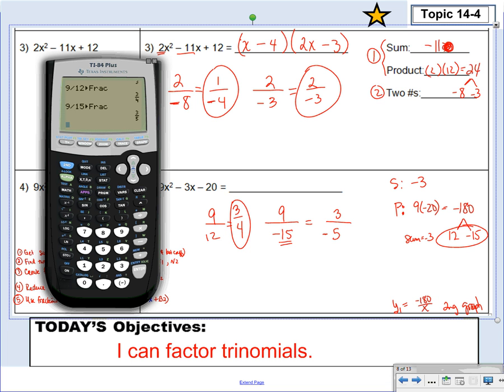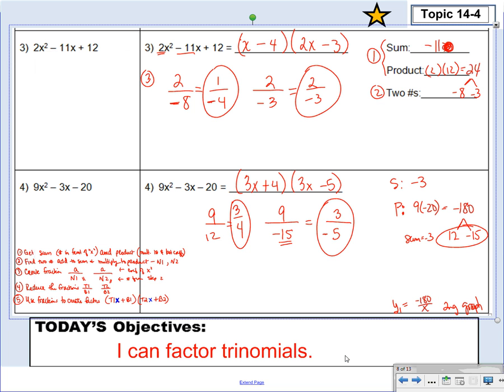So here are my two fractions. Let's write our factors. The first fraction gives us 3x plus 4. Second fraction gives us 3x minus 5. I'm going to do a quick check to be sure. 3x times 3x does give me 9x squared. 4 times negative 5 does give me a negative 20. This concludes topic 14-4.